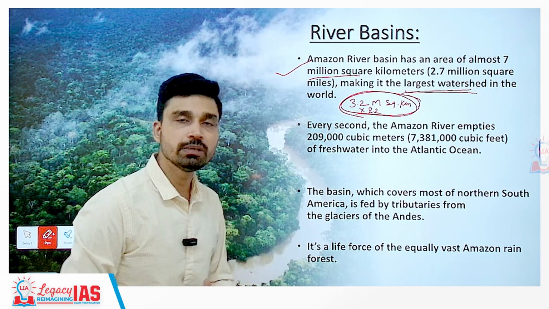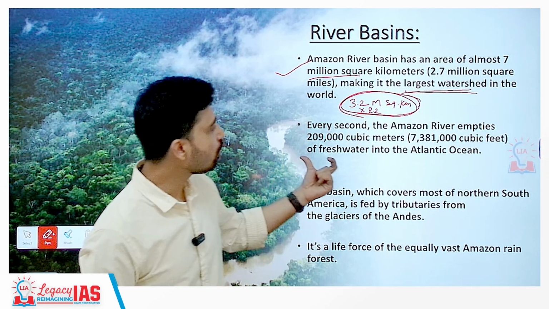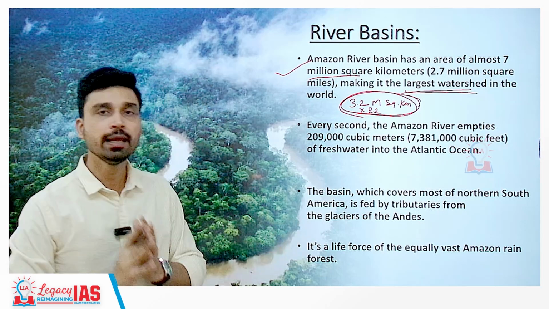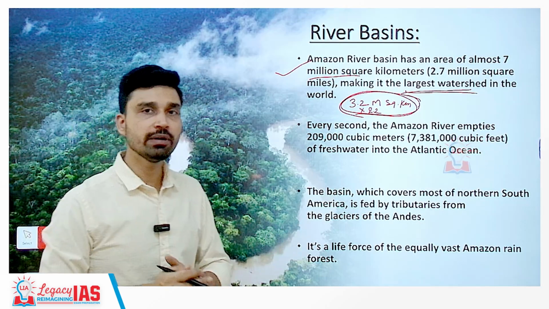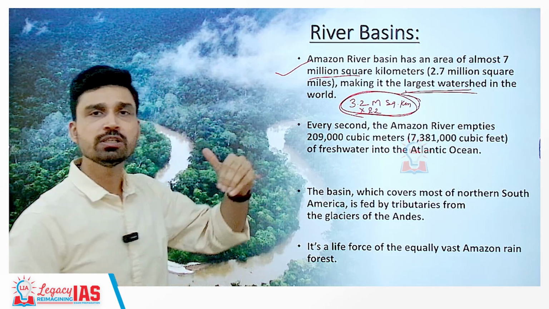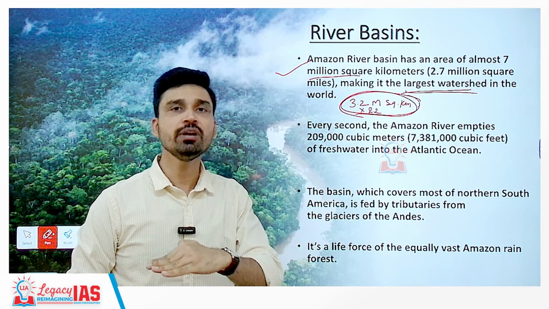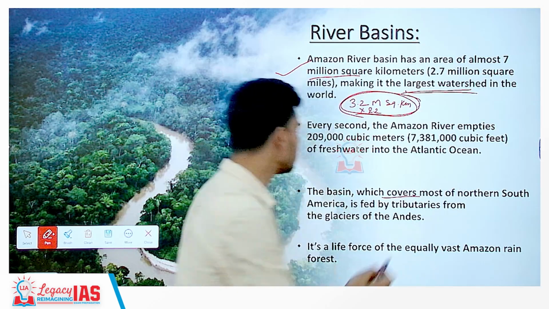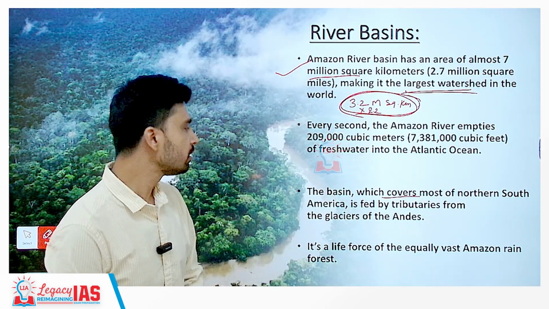Every second it is believed that the Amazon River empties almost 209,000 cubic meters of fresh water into the Atlantic Ocean, and as we have discussed, this is where the river flows out after originating from the western side of South America, flowing through the central region and then emptying out in the eastern region. The basin covers most of northern South America and is fed by several tributaries.